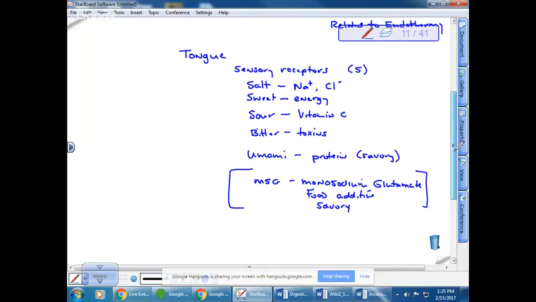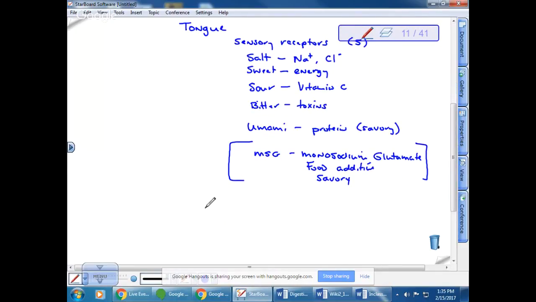So the tongue is also really important in manipulating the food. So I'll put manipulates food. And specifically, it allows us to swallow the food as a bolus. Okay, so we do not tend to inhale our food, right? So when we swallow, we manipulate it with the tongue, it forms a ball, and then we swallow.